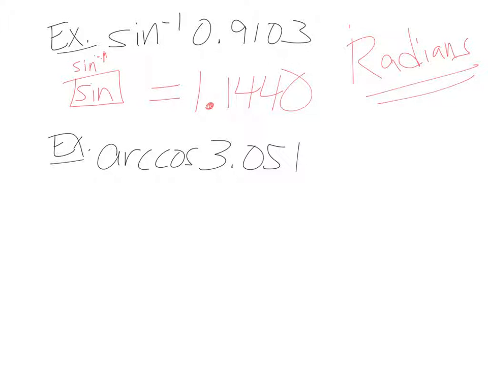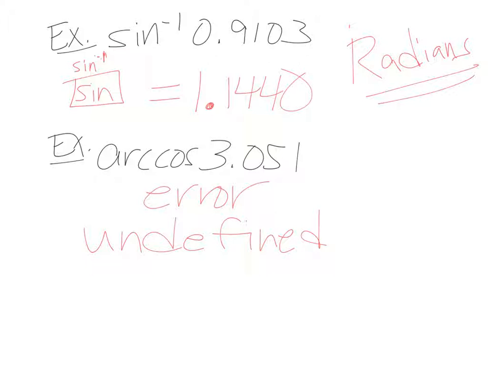The arc cosine of 3.051, so that's the inverse cosine, but when you enter this into the calculator, you get an error. Therefore, the answer is undefined. In general, the sine or cosine of any number greater than 1 or less than -1 will be undefined.